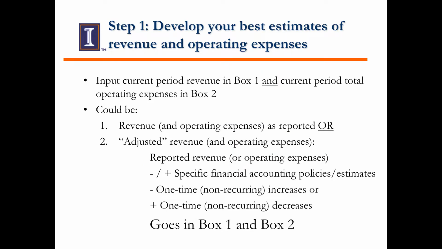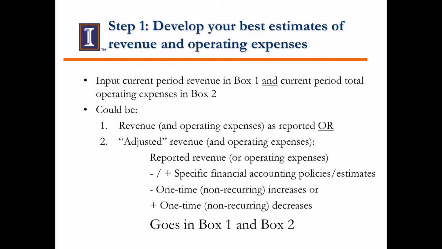So step 1, opening book value of equity will be provided for you. The first two values you need to input are current period revenue in box 1 and current period operating expenses in box 2. In the actual study, you will be provided with the firm's balance sheet and income statement. Decide whether you believe the revenue and total operating expense numbers reported by the firm are your best estimates of true revenue and operating expenses. If you believe they are, you will enter these numbers in box 1 and box 2 at face value.